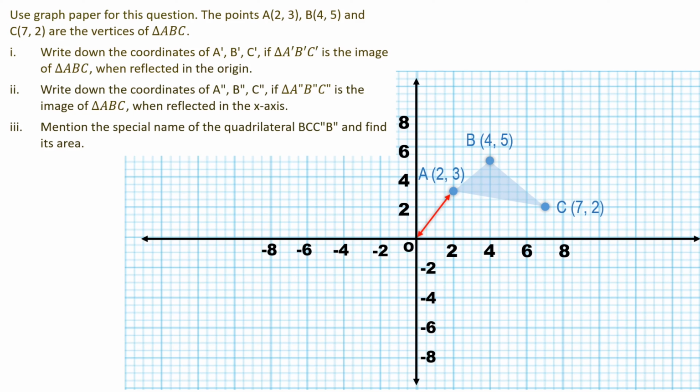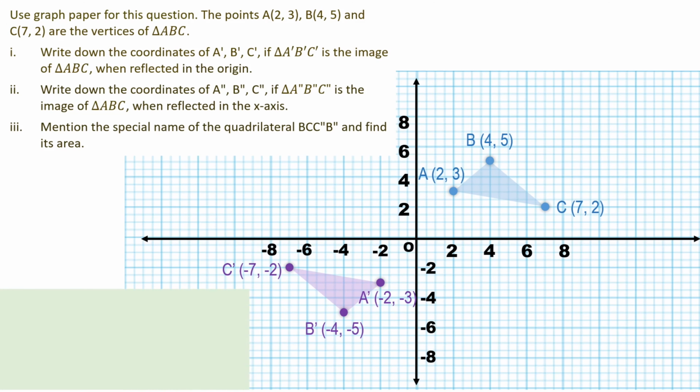So reflection of A in the origin gives A dash as (-2,-3). Reflection of B in the origin gives the image B dash as (-4,-5). And the reflection of C in the origin gives the image C dash as (-7,-2). So we got the coordinates of the first image of triangle ABC, which is reflected in the origin, that is triangle A dash, B dash, C dash.